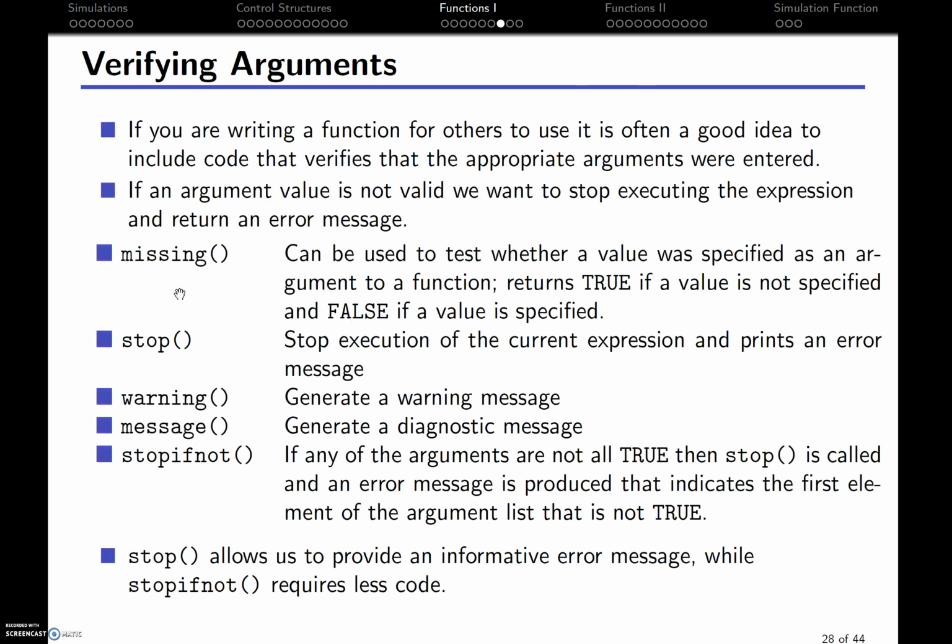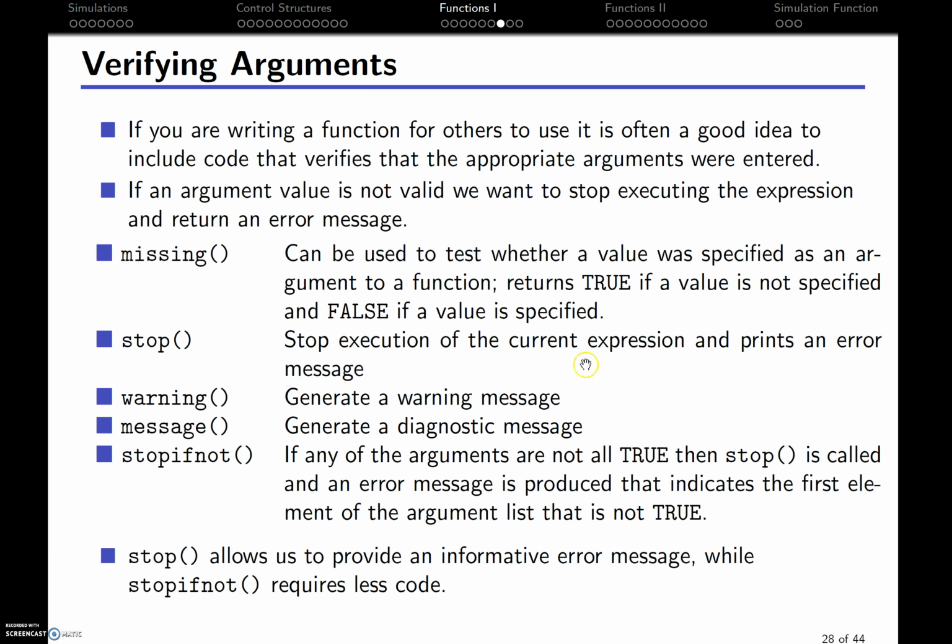If you're going to write a function for other people to use, not just for you to use, it's really important that we're very careful about how we use arguments within that function. If an argument value is not valid, then we have to stop executing that expression and return some sort of error message, because people aren't always going to understand how to use your function. So you need to give them feedback about what is correct or incorrect about their function call.